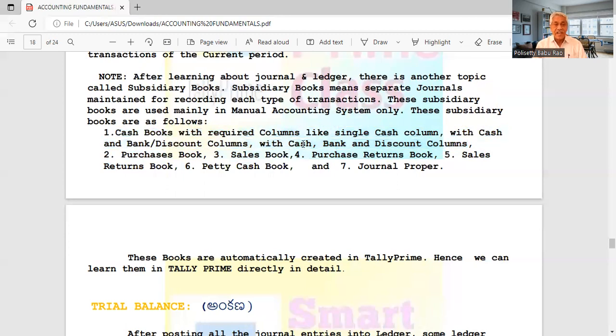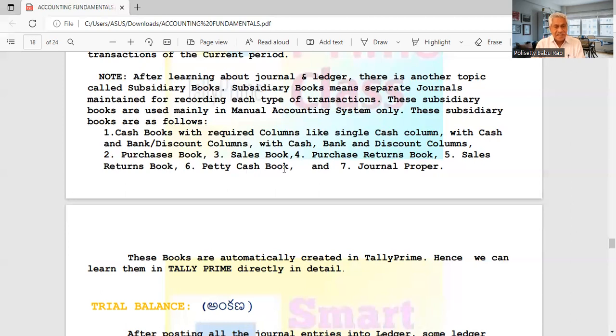So this is called the cash book: the simple cash book, the two-column cash book, the three-column cash book. There will be no four columns. This is the cash book, the most important subsidiary book. Then the second one, the purchases book. That means purchase book, sales book, purchase returns book, sales returns book.